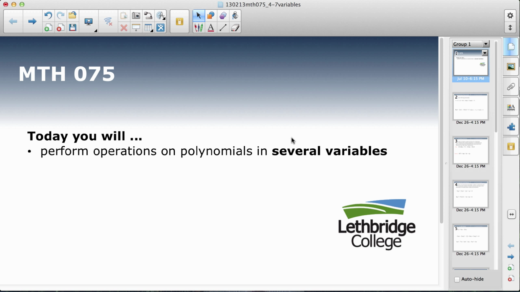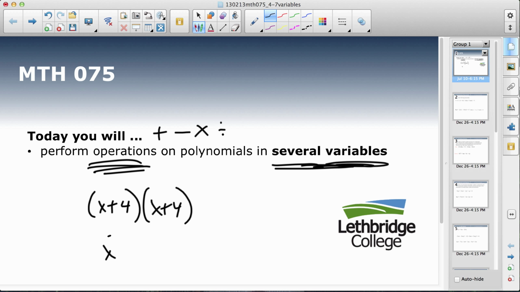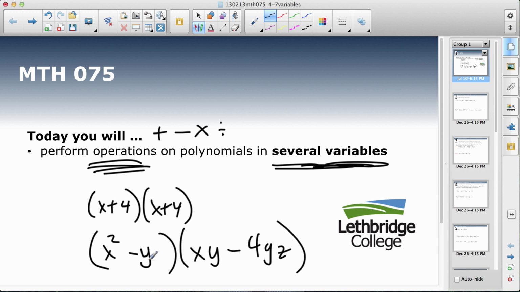Alright, in this video we are going to be looking at similar kind of things we've been doing, operations on polynomials, so add, subtract, multiply. I guess we haven't done a whole lot of dividing yet, but we'll be doing those with several different variables. So instead of just having an x plus 4 times something, we might have x squared minus x times xy minus 4yz. In other words, multiple variables, lots of letters.